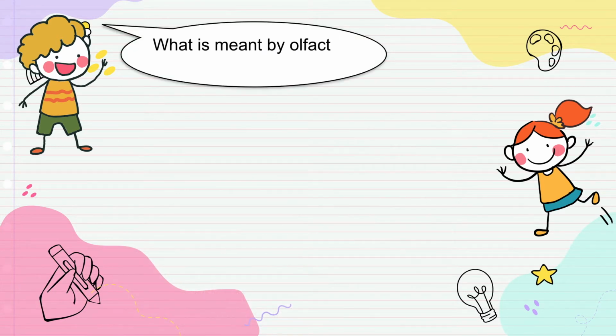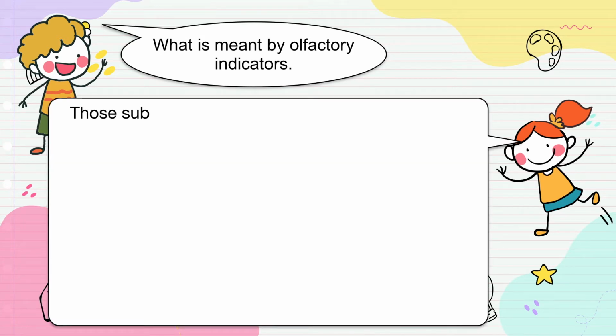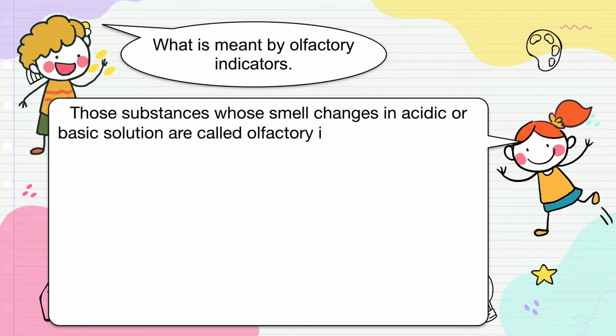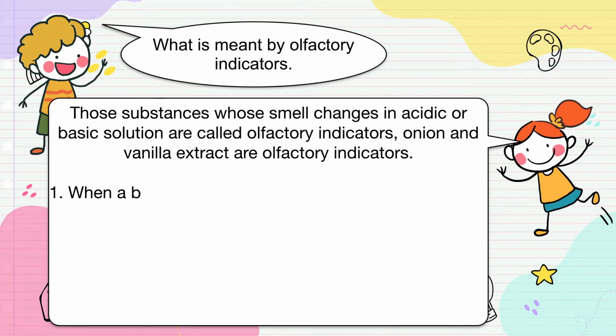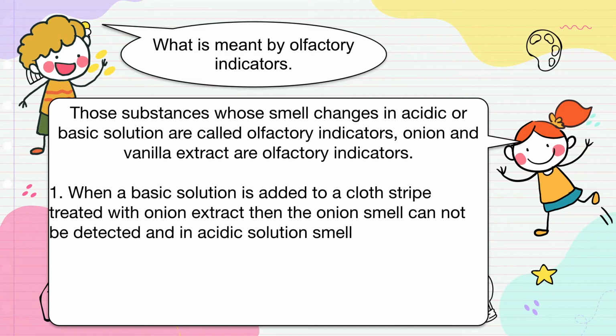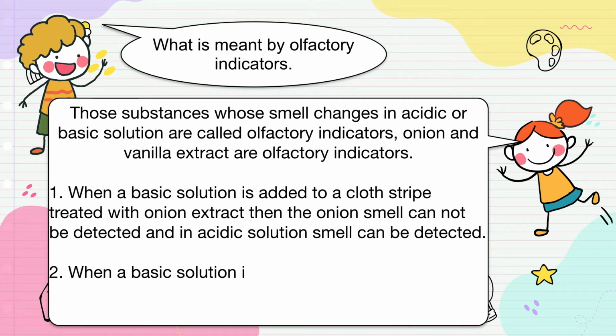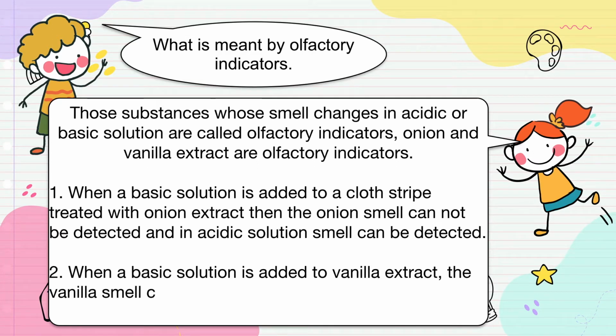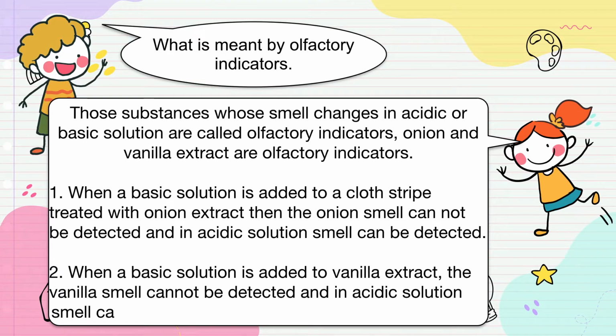What is meant by olfactory indicators? Those substances whose smell changes in acidic or basic solution are called olfactory indicators. Onion and vanilla extract are olfactory indicators. When a basic solution is added to a cloth strip treated with onion extract, the onion smell cannot be detected, and in acidic solution, the smell can be detected. When a basic solution is added to vanilla extract, the vanilla smell cannot be detected, and in acidic solution, the smell can be detected.